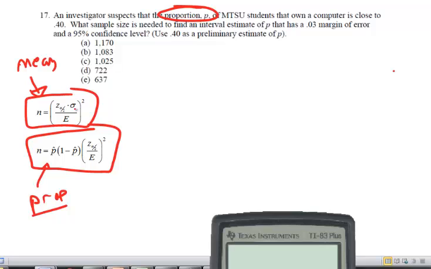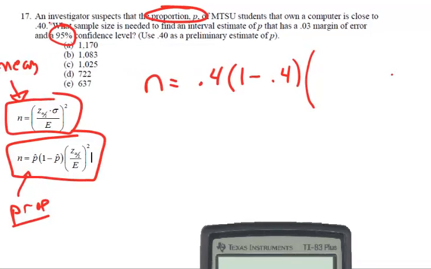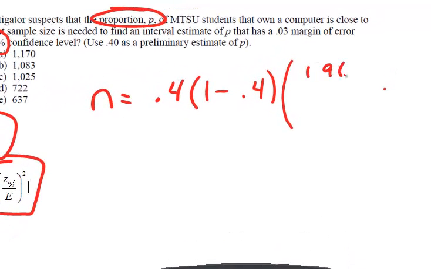Okay, here we're going to have p hat times 1 minus p hat. So in our case, n is going to be 0.4 times 1 minus 0.4, times the z alpha over 2, which is the same for proportions as it was with means, and with 95% that was 1.96. Divided by the error. Now let's see what they say. The margin of error here is 0.03, so 0.03 squared. Okay.